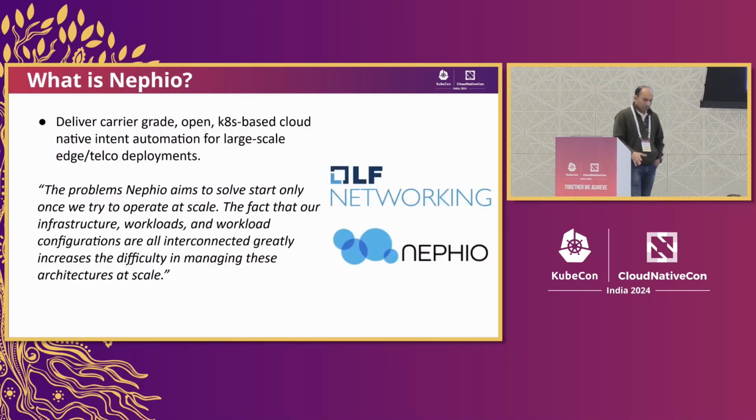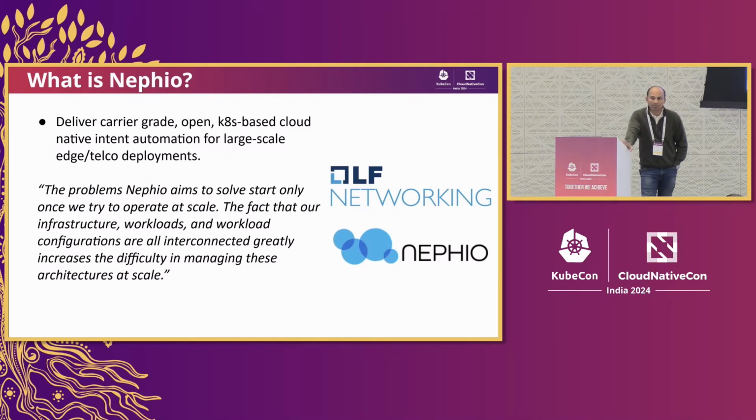Now, at this point, I need to bring in Nephio, because Nephio is the solution that I'm here to talk about. It delivers carrier-grade, open, and Kubernetes-based cloud-native intent. So it's very opinionated. It's saying that we'll only use Kubernetes for large-scale automation. We have decided to make use of Kubernetes as the framework for large-scale automation. And the problem that Nephio solves, it solves at scale. We expect the telcos to deploy thousands and thousands of edge sites and regional sites.